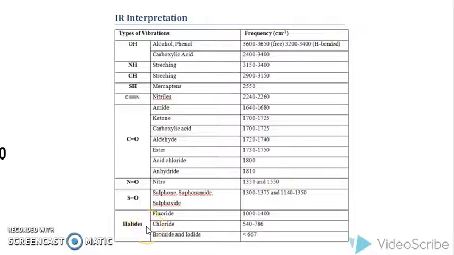Now the last is halide. There are kinds of halide: fluorine, chlorine, bromine and iodine. Fluorine comes at 1000 to 1400. Chloride comes between 540 to 786. And bromide and iodide come below 667. In this way, in descending order you have to understand the ranges. The highest one is 3600 and the lowest is 667.